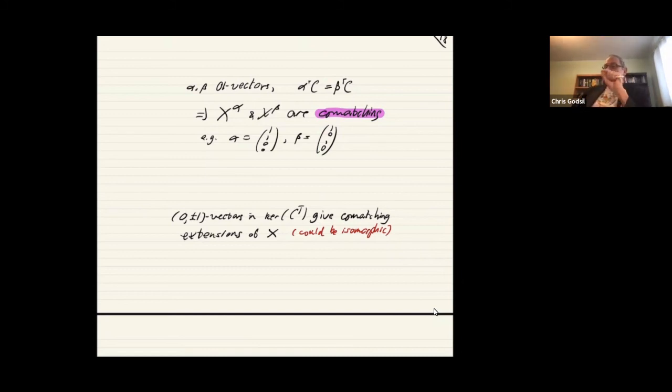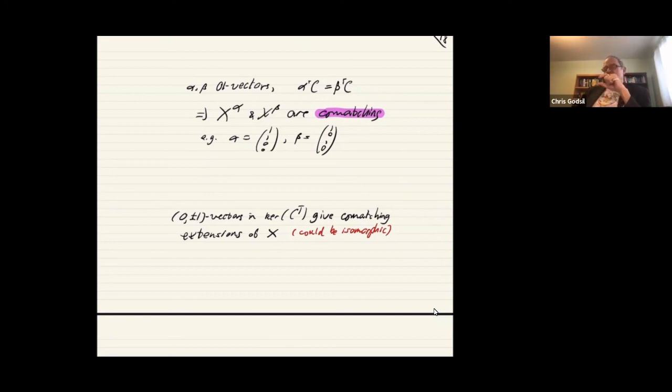So the point is, if alpha transpose C is equal to beta transpose C, then the two extensions are co-matching. Or put another way, if the transpose of alpha minus beta applied to C is 0, so if alpha minus beta lies in the kernel of C transpose, then you'll get a co-matching extension.